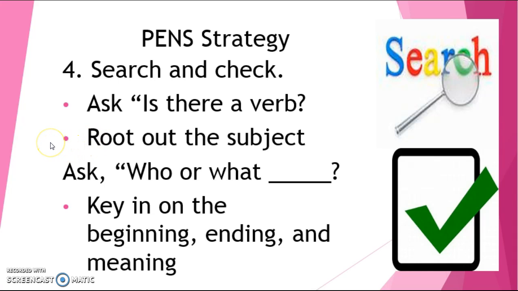Then you're going to want to root out the subject, which means that you're going to ask yourself who or what did that verb, did that action, and so you want to make sure that you can answer that question. And then you're going to want to do those other steps that we talked about yesterday, which is key on the beginning. Make sure that you have a capital letter at the beginning, that you have punctuation at the end, and then read your sentence so that it has a meaning, so that it makes sense.